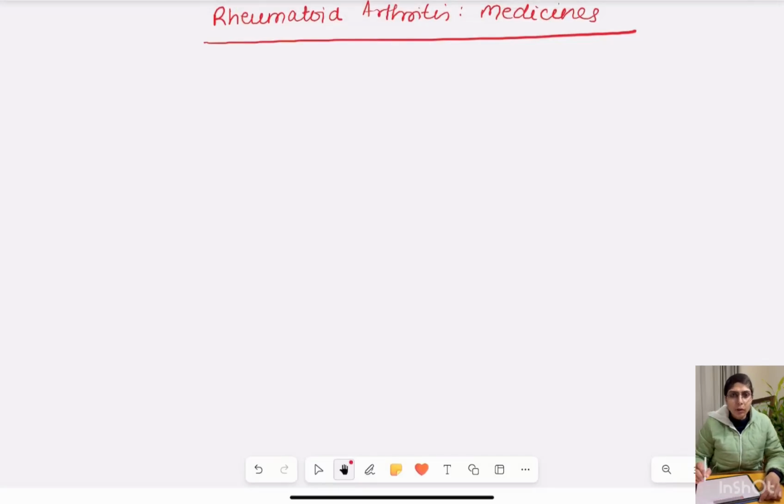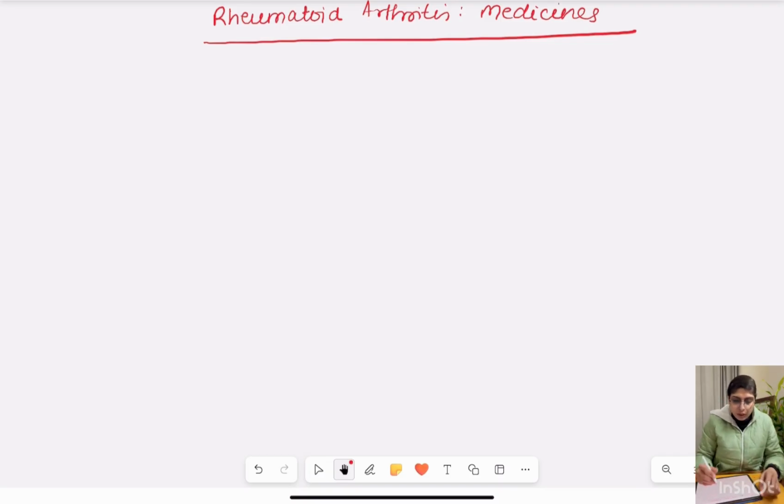Let's start talking about the medicines that we can use in rheumatoid arthritis. Very important topic for INICET as well as NEET. It is also useful for your final prof exams if you are an MBBS student, and also helpful if you are reading Harrison or going through medicine postings right now.